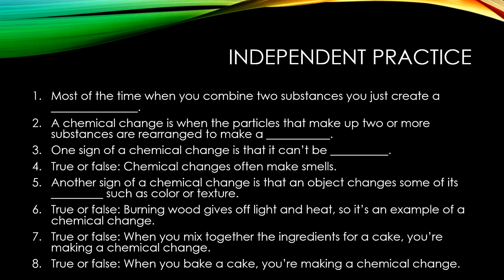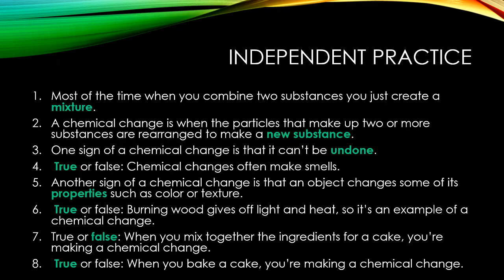Alright, moving forward, I'm now assuming that we have unpaused and you are waiting for the answers because you have given your best answer to each of these 8 questions, and here they are. Number 1. Most of the time when you combine 2 substances, you just create a mixture. So one thing to keep in mind about chemical changes is that they're more rare than just normal mixtures. Most of the time when you put 2 things together, you just create a mixture. Chemical changes are more special.